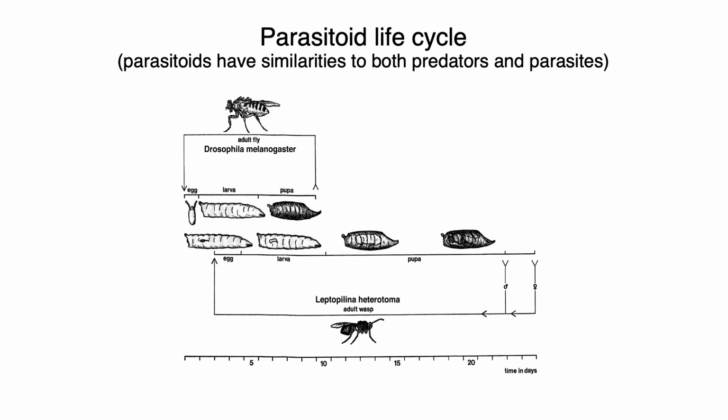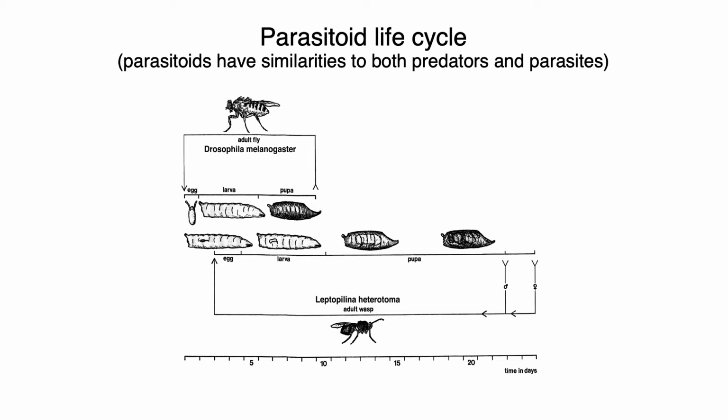So how does the parasitoid life cycle work? Parasitoids are interesting because they're kind of in between predators and parasites. Like predators, they tend to kill their hosts, but they tend to live in or on their hosts for a long period of time, like parasites.